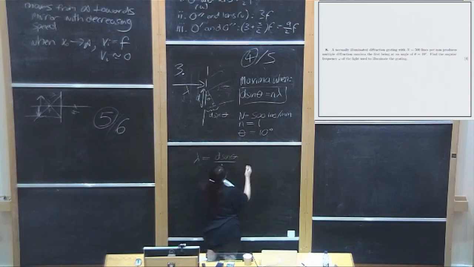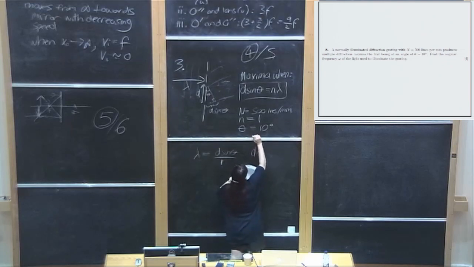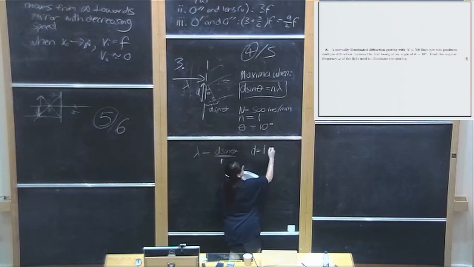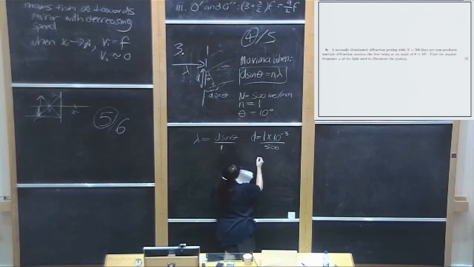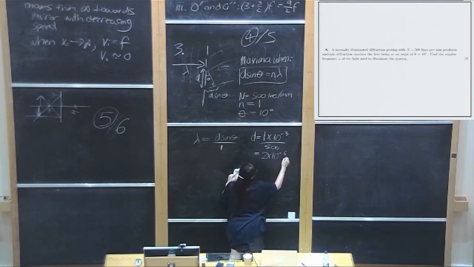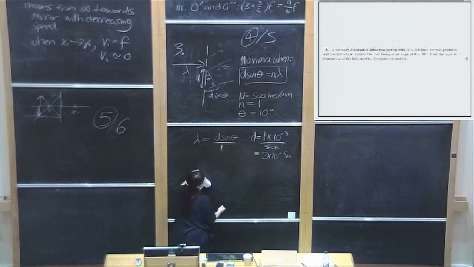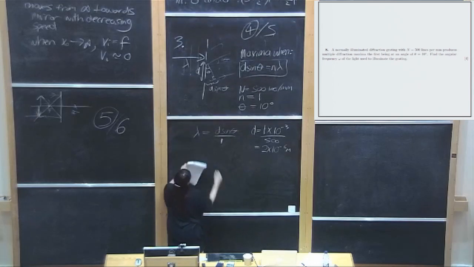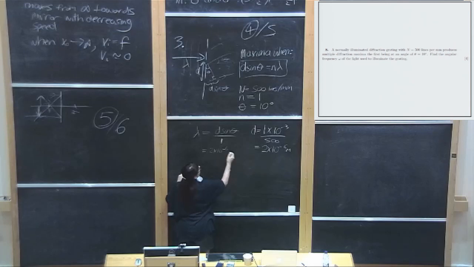Let me first figure out what d is. So d must be 1 millimetre, 1 times 10 to the minus 3 metres, over 500. That's the distance between the lines. And that is 2 times 10 to the minus 6 metres. So 2 times 10 to the minus 6 times sine 10 degrees over 1.